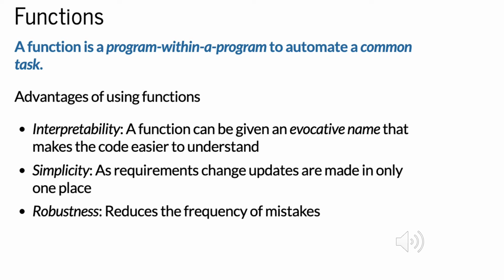It can help to simplify our code because we need to define the function only once and can use it in many places. And it's a robust method because it reduces the frequency of mistakes. Provided we get our function right in the first place, we'll know that we're going to use it correctly in later parts of the code.